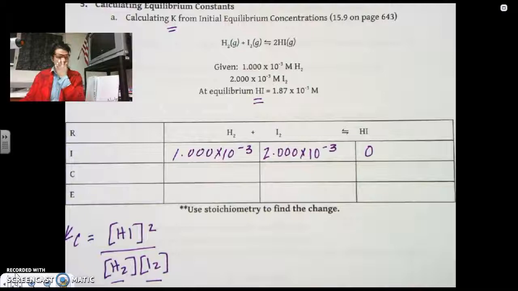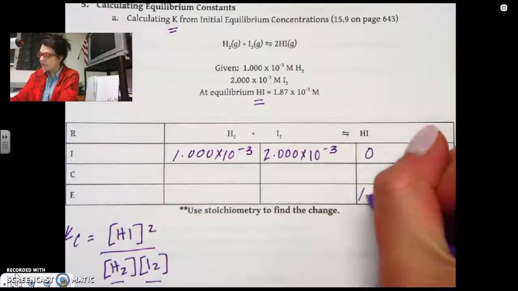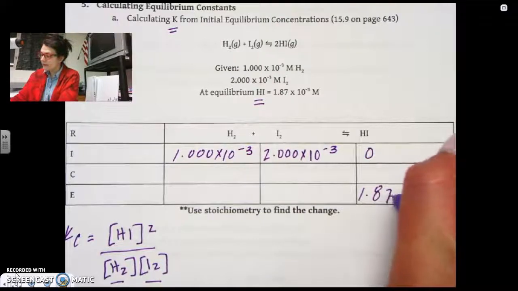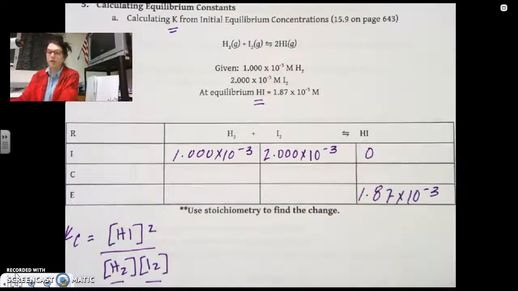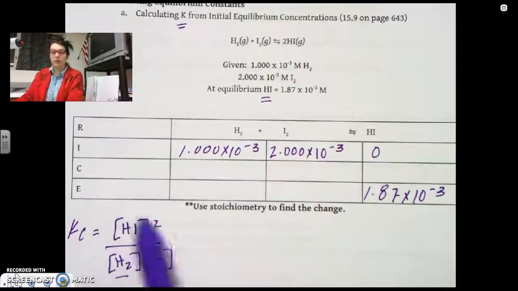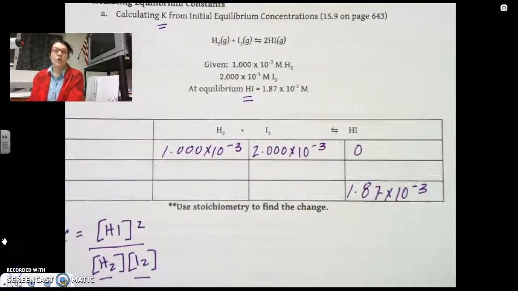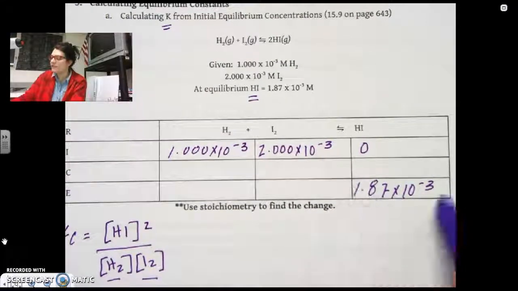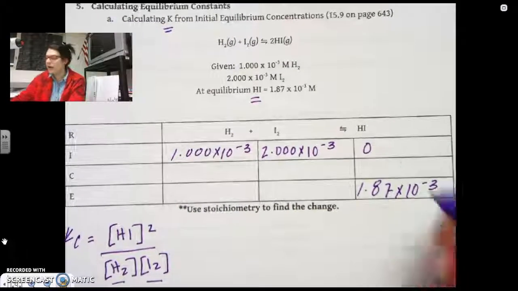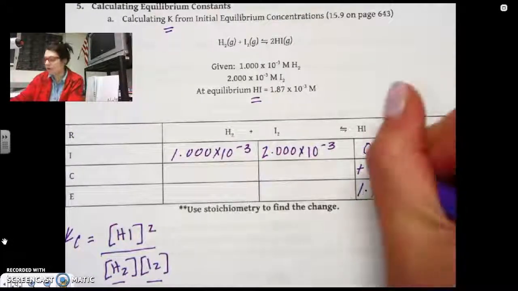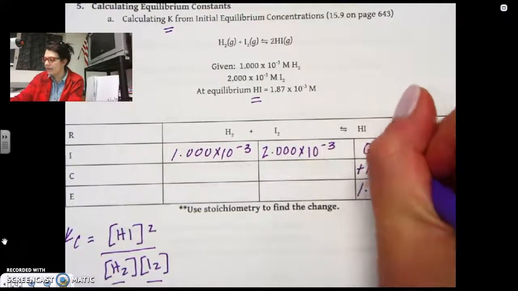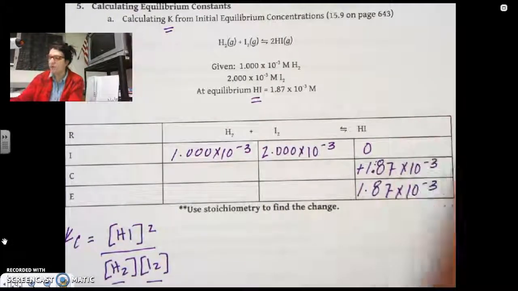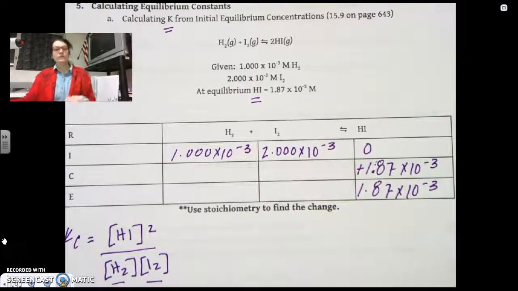Okay, now, here's the next thing. We also have the amount at equilibrium for HI. So that is going to be 1.87 times 10 to the negative third molar, which is what we're going to plug in for our HI here. Okay, so ultimately, if I know that I have this amount of this product at equilibrium, I know that I have to go from 0 to 1.87 times 10 to the negative third molar, okay? Now, since we're saying molarity, we're going to assume 1 liter.